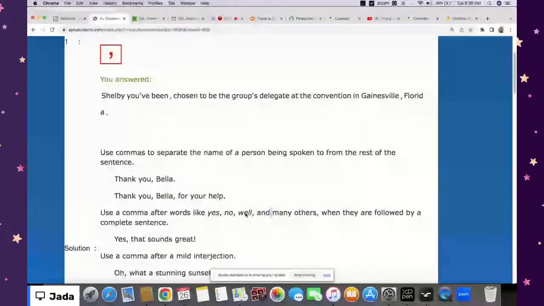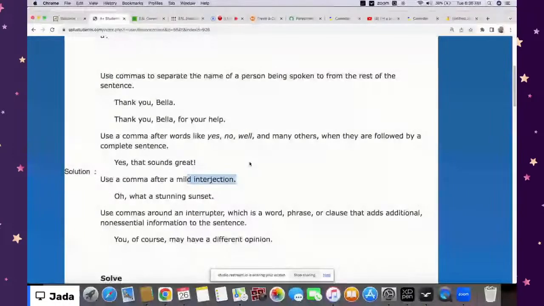Now use a comma after a mild interjection. Mild interjection, or "what a stunning set." Because of the tone here, it's just mild, not really exaggerated, just a little. So you put a comma after that. Okay?